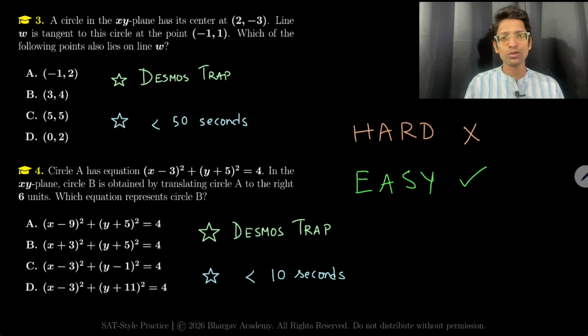Today we are going to do two hard circles problems and I'm going to teach you both the Desmos way and the algebraic way. And I'm going to show you why trying these problems during the exam is a Desmos trap and how you can solve these problems at the end of this video in less than 50 seconds for the first problem and less than 10 seconds for the second problem. And the whole purpose of this video is to make both these hard level problems into easy level problems for you. So let's get started.